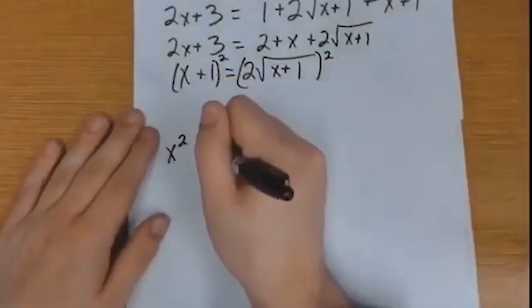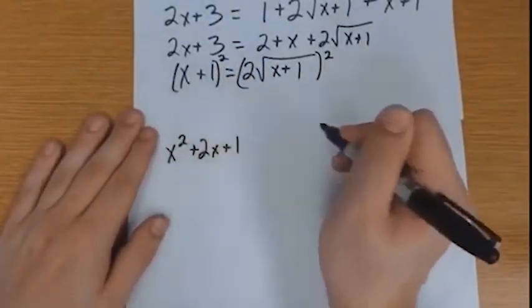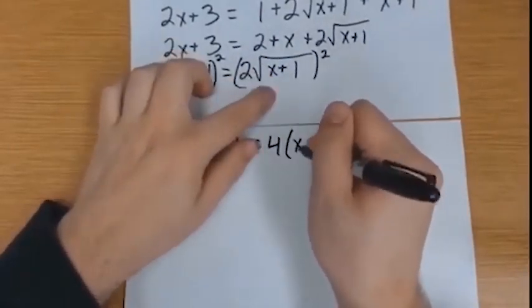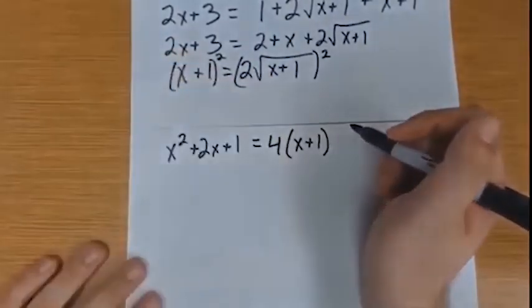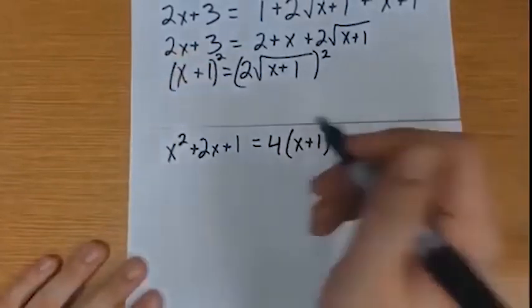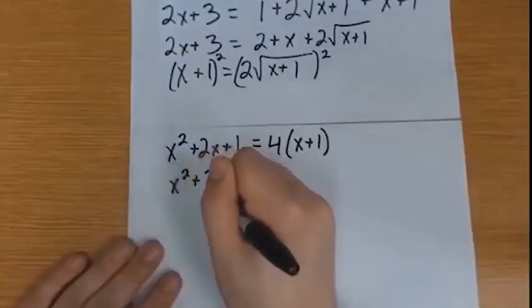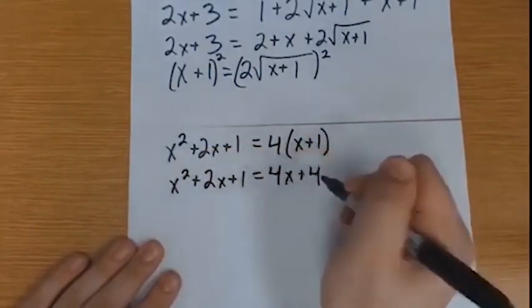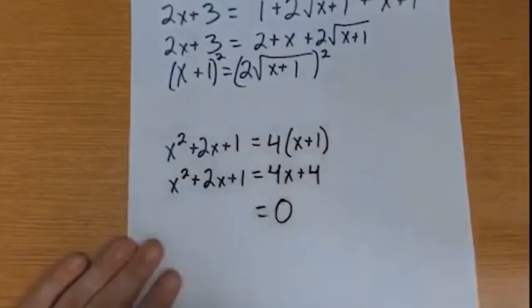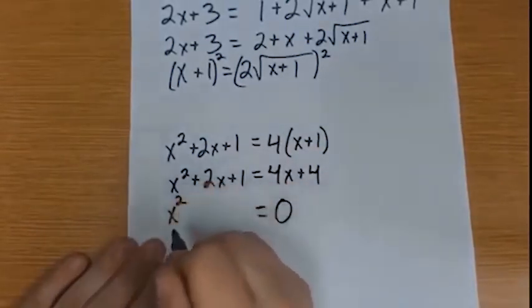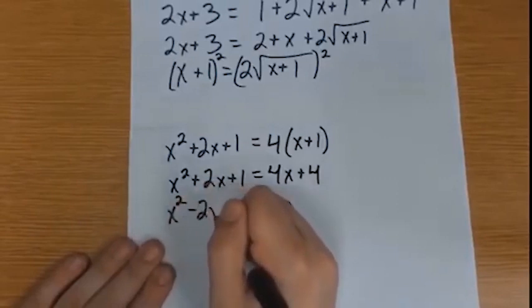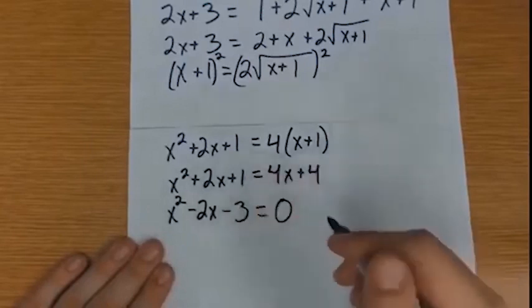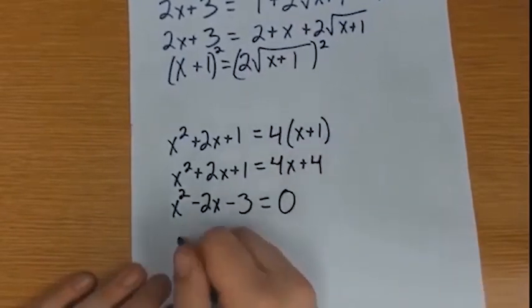x plus 1 squared is x squared plus 2x plus 1. 2 squared is 4. Radical x plus 1 squared is x plus 1. We still have to multiply those together. So distribute: 4x plus 4. Get everything on one side, 0 on the other. So subtract 4x from positive 2x. Subtract 4 from positive 1.